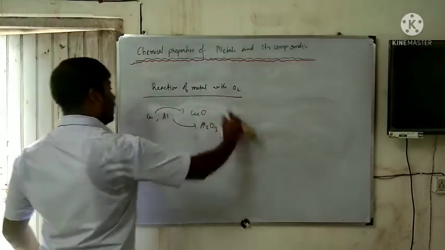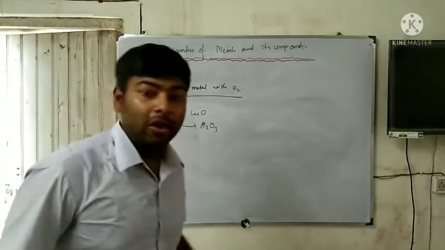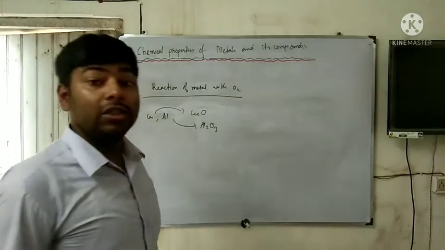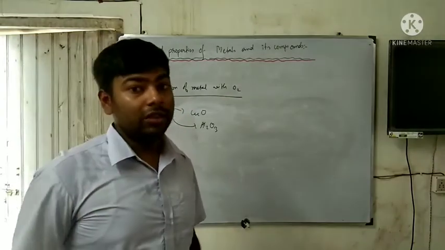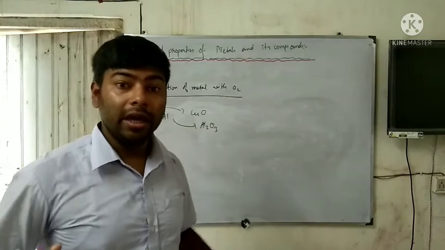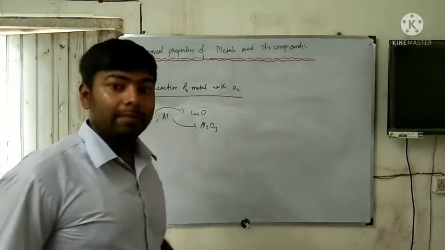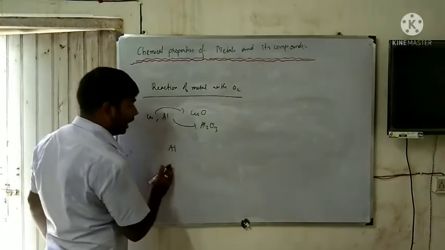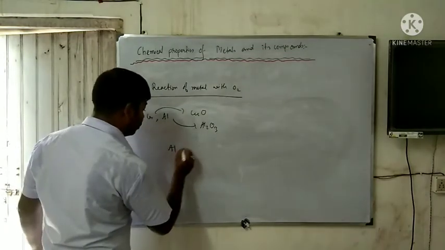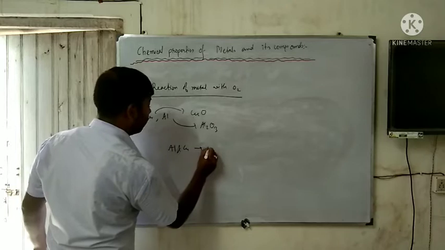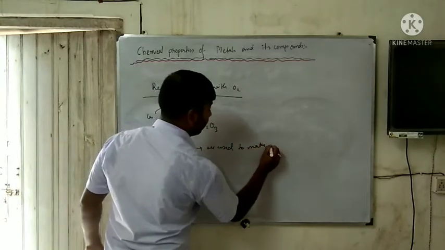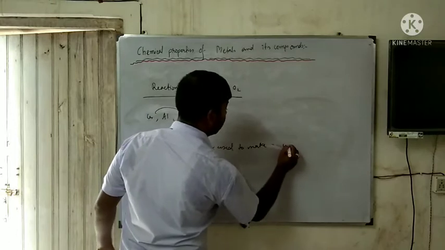But the main thing is that these two elements, or metals like that, have a medium tendency to react with oxygen. It's not as high as we are thinking. This is the main reason why aluminum or copper are used to make utensils.